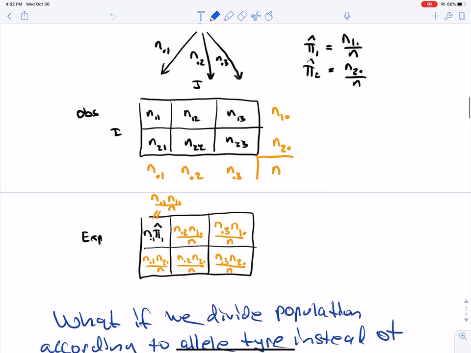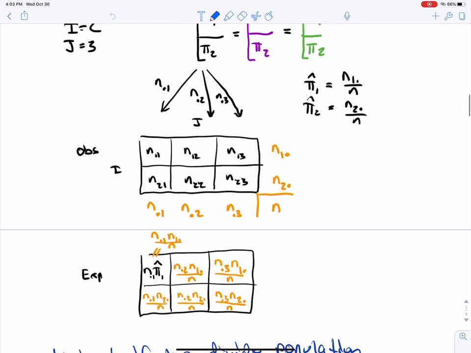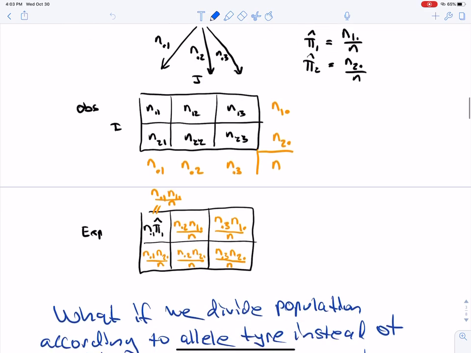And now our expected counts are going to be, since each of the cells in our observed box is binomial, which has expectation np, so for the top left, our sample size is n.1, and our p would be pi 1, but we don't know pi 1, so we substitute pi 1 hat, and so we get n.1 times n1 dot over n. And similarly for the other cells. So we have our observed, we have our expected counts.